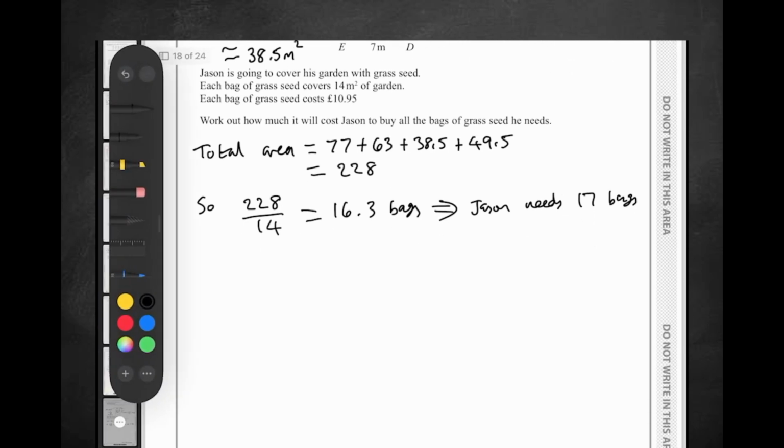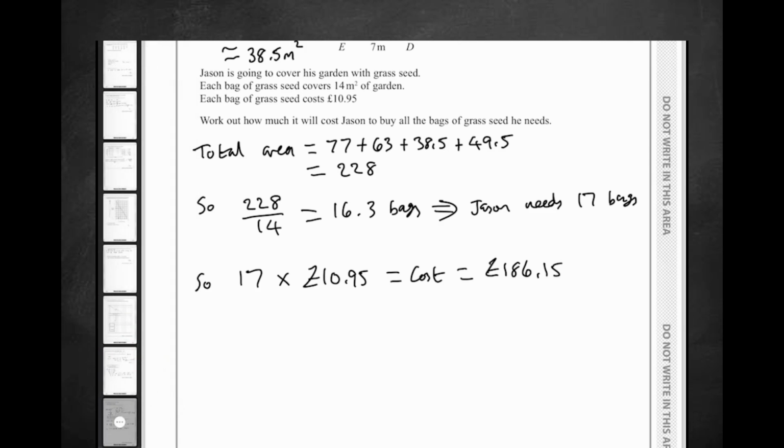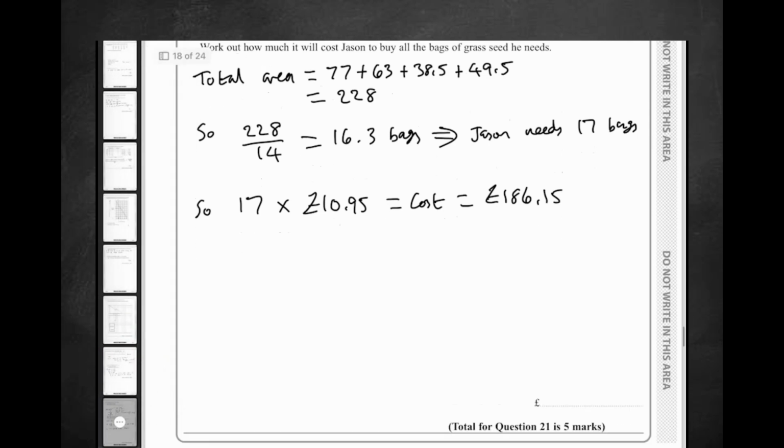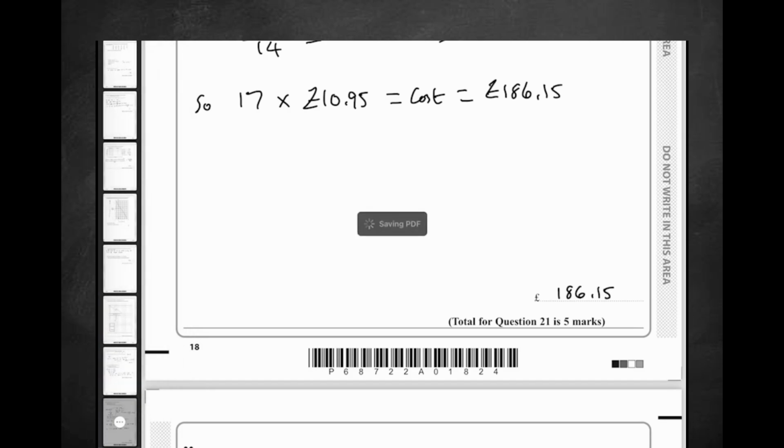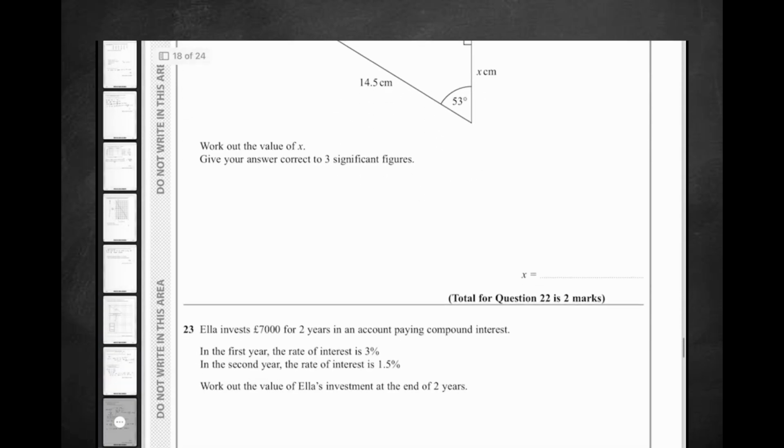And they are £10.95 each. So 17 times £10.95 is the cost, which equals £186.15. Good 5-mark question, that.